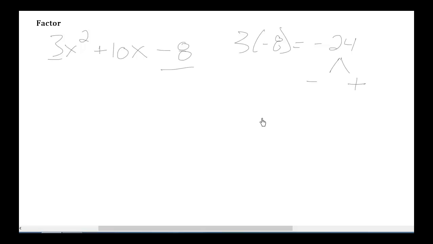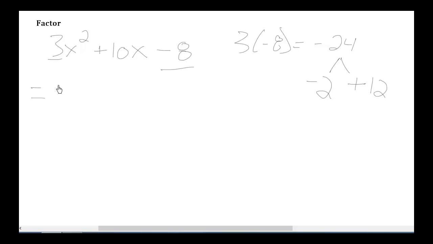It's not going to work. 2 and 12. 3 and 8, 4 and 6. Oh, 2 and 12 should work. So make sure you get the sign right. If I want to add to a positive 10, then the 12's got to be positive, and the 2 has got to be negative. Minus 2 plus 12 is positive 10, and minus 2 times 12 is the minus 24.